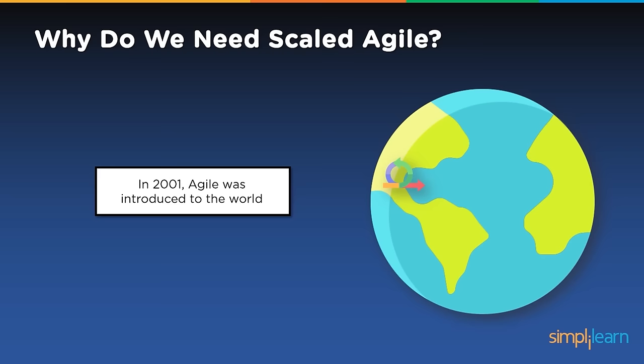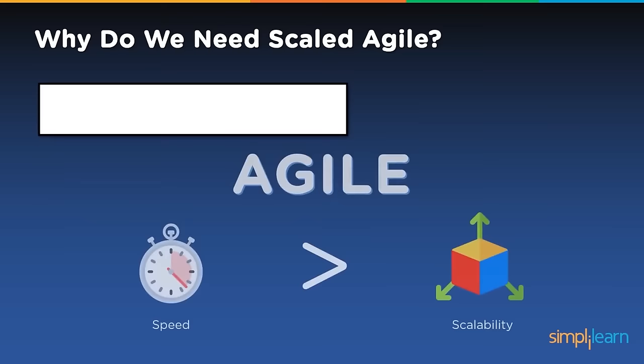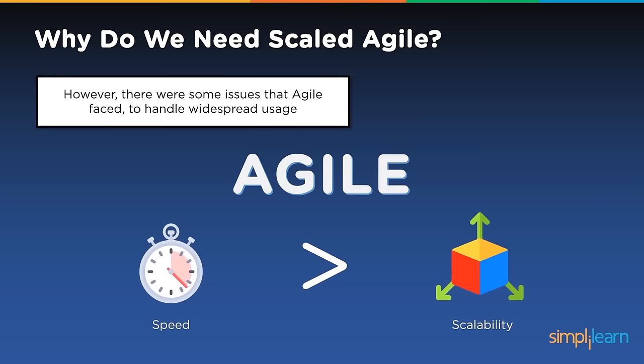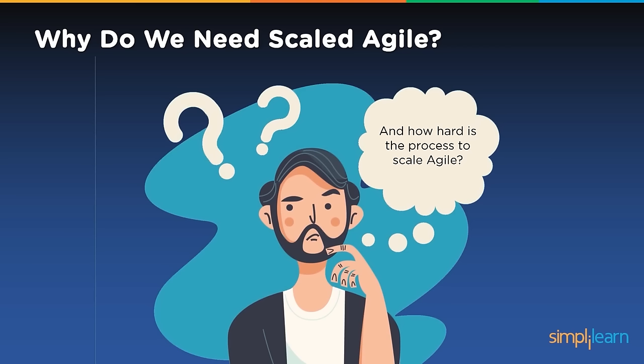Now, further, between the time when it was introduced till today, Agile has become popular and adoption of it has increased, the reason being the flexibility Agile brought into the system. So several organizations across the world started using it. But what happened further? Agile gave the result, but there was a challenge. There were some issues that Agile faced to handle widespread usage, mainly whenever there is a scalability requirement. So what is that scalability challenge? It is quite obvious. How can Agile be implemented for large and more complex projects, and how hard is the process to scale Agile? This was not clear.